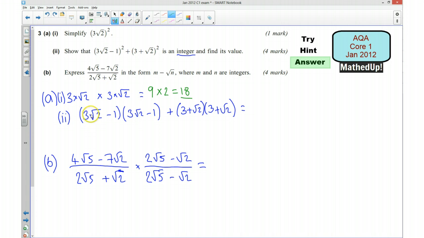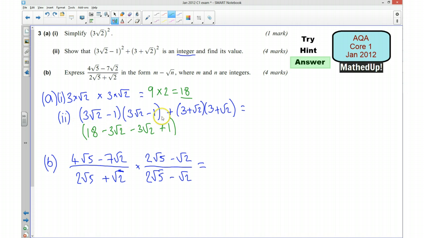Depending on which method you use, I'm going to do 3 root 2 times by 3 root 2, and you might notice that we've already done that over here, and we know that 3 root 2 times by 3 root 2 is actually 18, so I can start by saying 18, and then I've got 3 root 2 times negative 1, so that's going to be take away 3 root 2, and then I've got the same over here, negative 1 times by 3 root 2, so that's going to be take away 3 root 2 again, and I've got negative 1 times by negative 1, which is going to give me plus 1.